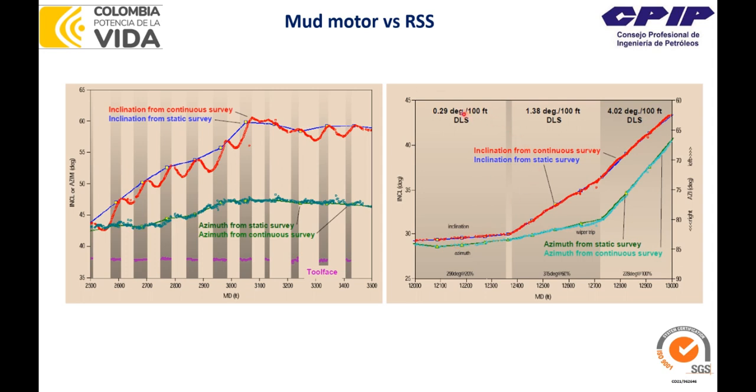But no matter which dogleg severity we're using, the real shape of the well, the red dots, almost follows the blue trajectory from the static surveys, which means that the trajectory is much smoother and the shape is much better than what we have from the mud motor. The same picture we see from the inclination, and the same result we see from the azimuth. Okay, so that's the visual explanation why the borehole conditions with the rotary steerable system are better than with the mud motor.